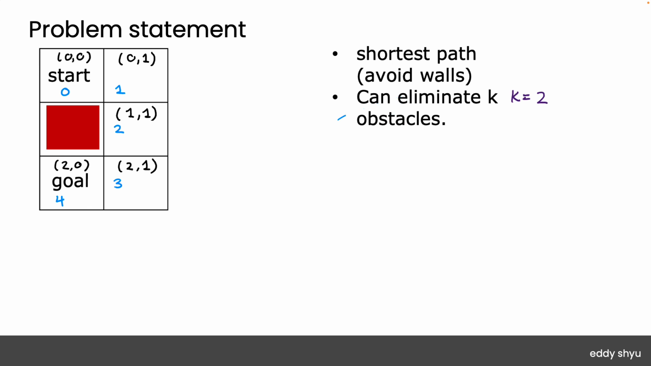Okay, now let's think again about what happens if we can eliminate at most k obstacles, where, for instance, k might be 2. So we start again at the top left corner, and as before, it just takes 0 steps. And then we can break through a wall. So we have that option. So we used one wall breaker, and now it takes 1 step to get to this position, and then it takes another step to get to the goal. So it only takes 2 steps if we're allowed to break through, eliminate certain obstacles.